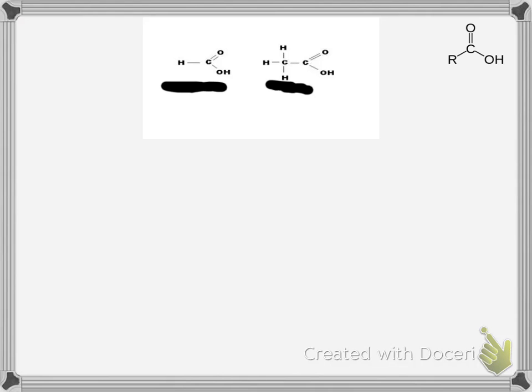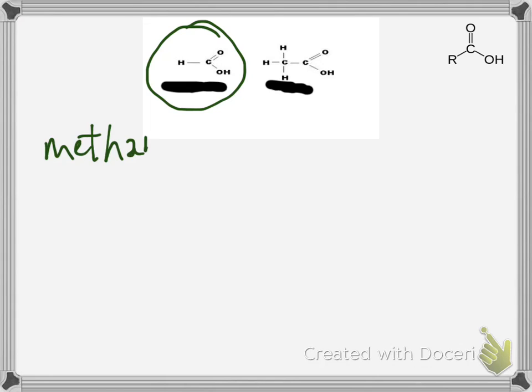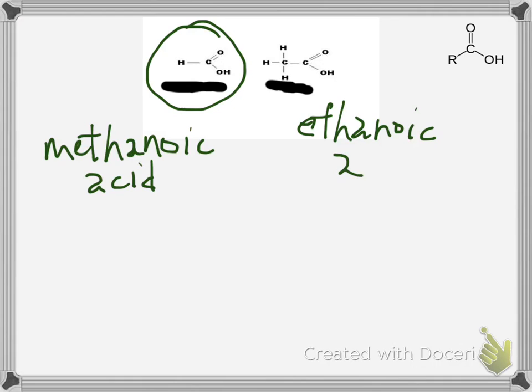Okay, if we first look at the compound on the left, it has 1 carbon, and so that would be called methane in particular. But we drop that terminal E, we add oic acid. The one on the right would have 2 carbons, so it becomes ethane, but we drop the terminal E and add oic acid.